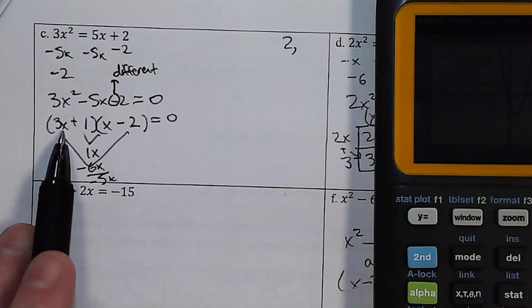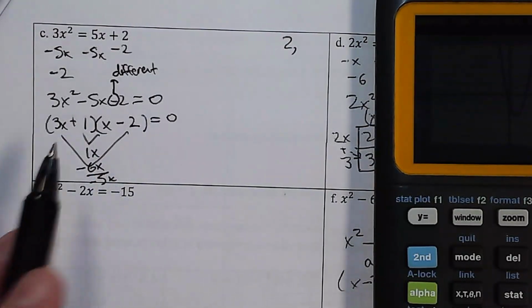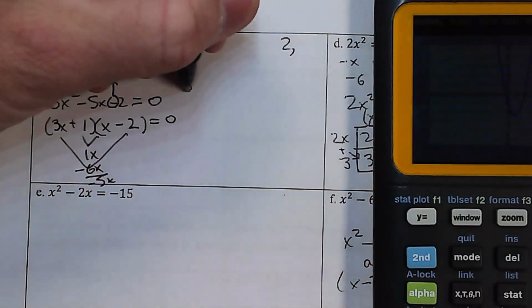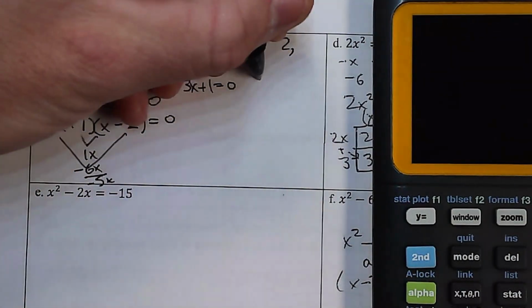Now, once I factor this, what do I do with each of these terms? Set them each equal to 0.